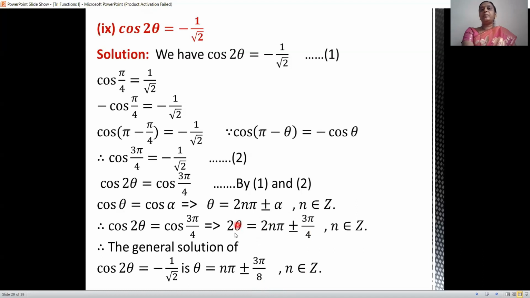Don't forget: if there is any coefficient other than 1 here, we have to divide that equation by that coefficient. Here, the coefficient of theta is 2. Therefore, I have divided the whole equation by 2, and our general solution will be theta is equal to n pi plus minus 3 pi divided by 8. So in such type of problem, don't forget to divide the whole equation by the coefficient of theta. In the last step, the coefficient of theta should always be 1. Okay? Consider the next example.